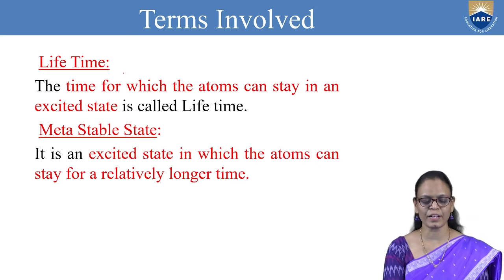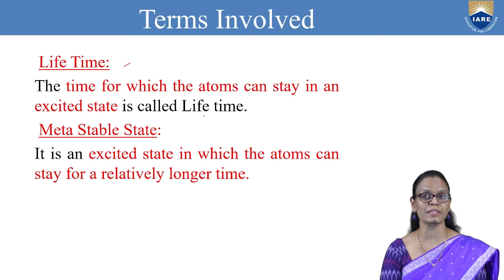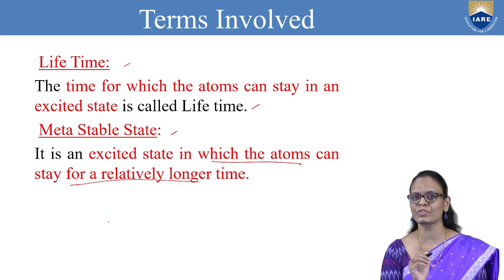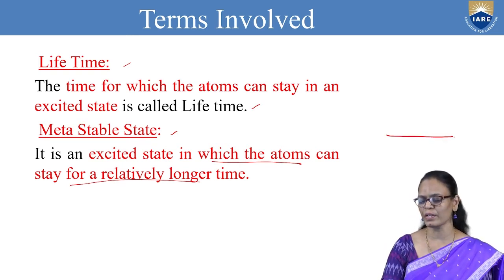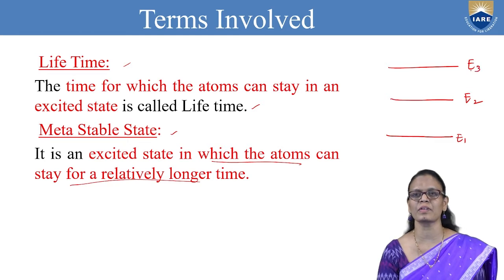And we have seen the definition for lifetime: the time for which the atoms can stay in an excited state, we are calling it lifetime. And then metastable state. Metastable state is also an excited state where the atoms can stay for a relatively longer time. So if we are talking about a metastable state, we will have a minimum of 3 levels: E1, E2 and E3. 3 different energy levels.